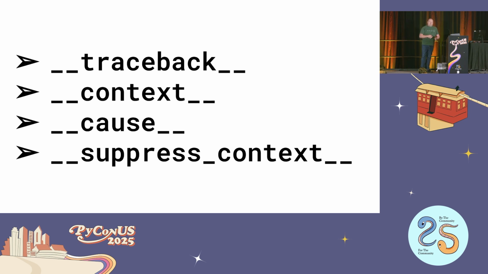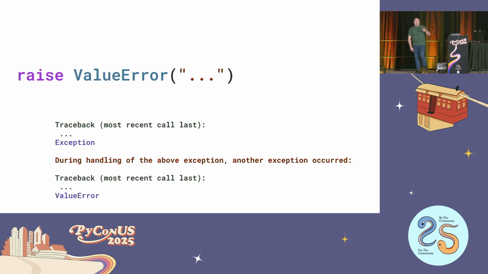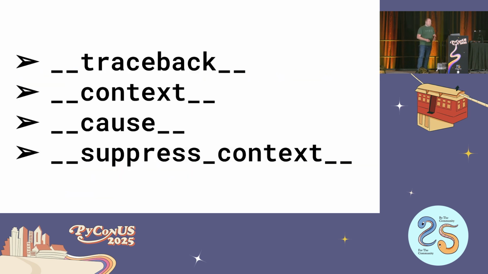The dunder context attribute is actually how we track these other things for exception chaining. So when you raise an exception while another exception is active, the previously active exception is assigned to the dunder context attribute of the new exception. And if you do raise from, then it's assigned to the dunder cause. And if you do raise from none, then the suppress context attribute is set to the Boolean flag true. If you didn't follow all of that, it is in the documentation, and hopefully you will not need to remember this ever.